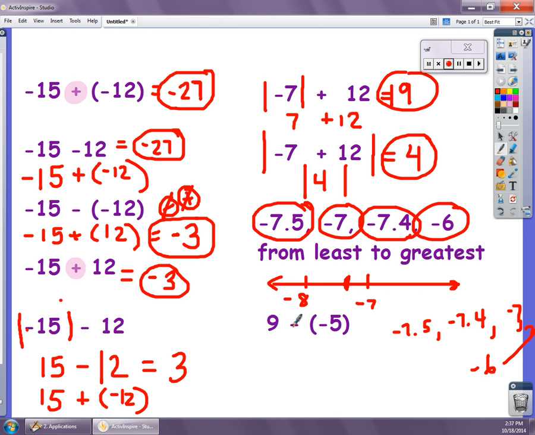Here, our last problem, we do have a subtraction problem. So instead of subtracting again, we are going to add the opposite. The opposite of negative 5 is 5. So 9 minus negative 5 actually ends up becoming 14.